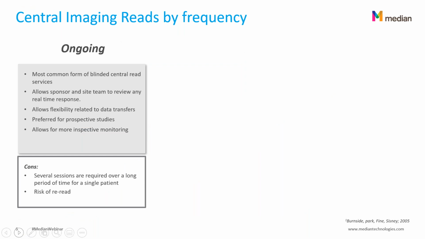So at first, we're going to be talking about the imaging frequency. The most common form of blinded central read is an ongoing read frequency. This allows the sponsor and the site team to review any real-time response, as well as allows flexibility related to data transfer. So for example, you will receive a time point, and that time point, once it goes through quality control, will be sent over to the reader for them to complete their review.